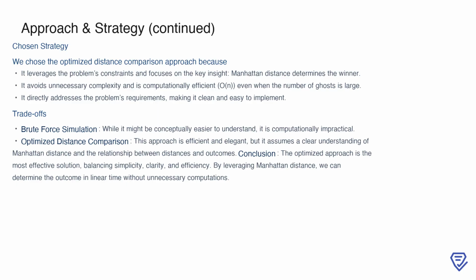In contrast, the optimized distance comparison approach is clean, efficient, and directly aligned with the problem's requirements. The only trade-off is that it requires a clear understanding of Manhattan distance and the relationship between distances and outcomes. Overall, this approach strikes the right balance between simplicity, clarity, and efficiency, allowing us to solve the problem effectively by leveraging the mathematical properties of Manhattan distance.